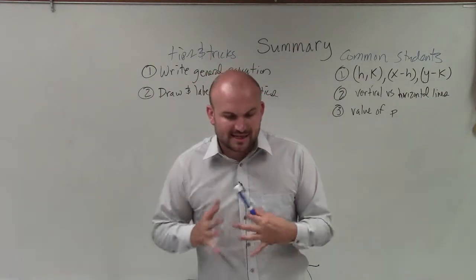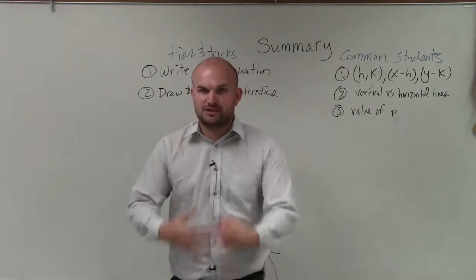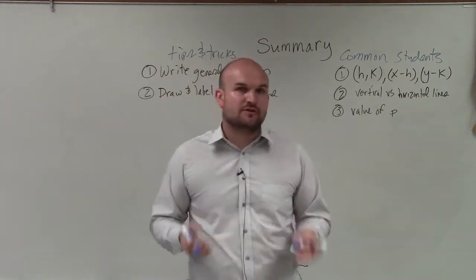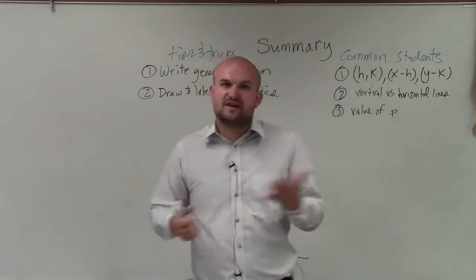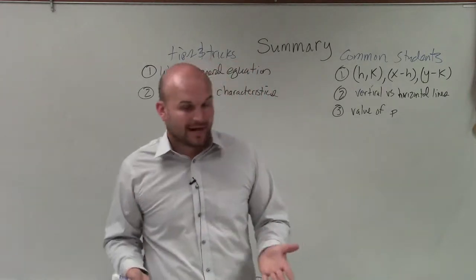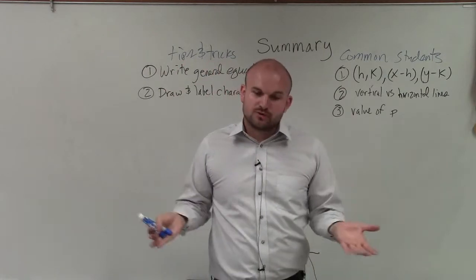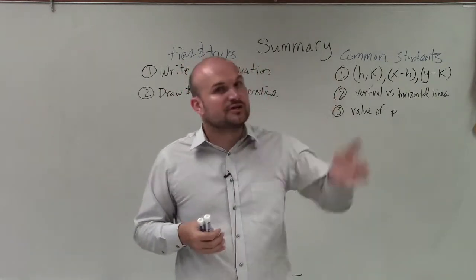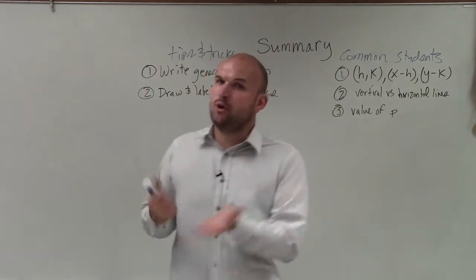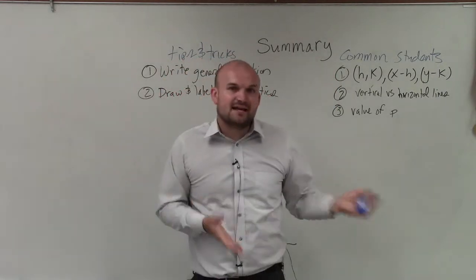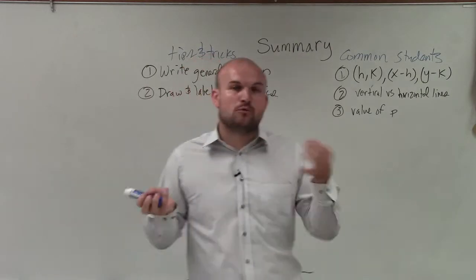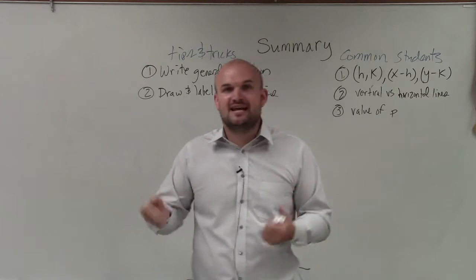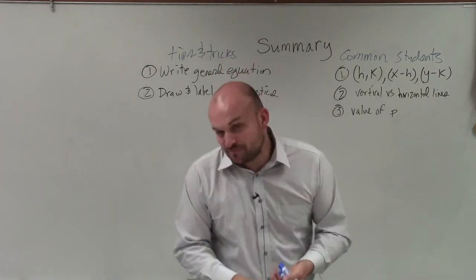So basically, when we're given an equation and asked to graph it, what we want to do is first look at the equation and see which variable is squared, either our x or our y. Based on which variable is squared, we should be able to identify the axis of symmetry. Is the axis of symmetry going to be vertical, or is it going to be horizontal? Based on that information, we can then identify which type of equation we're going to be using that's going to help us identify the vertex and the value of p.